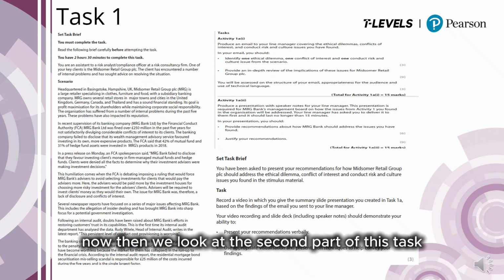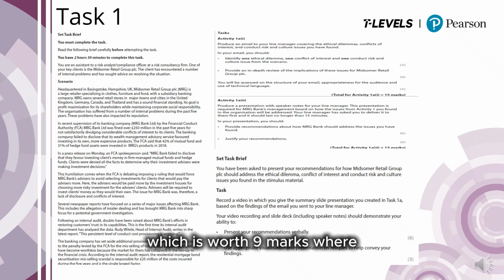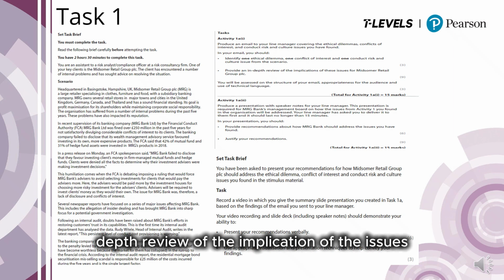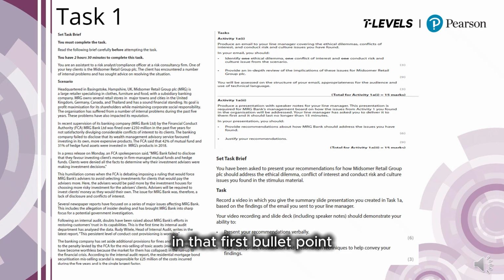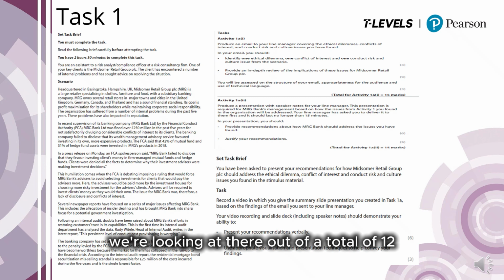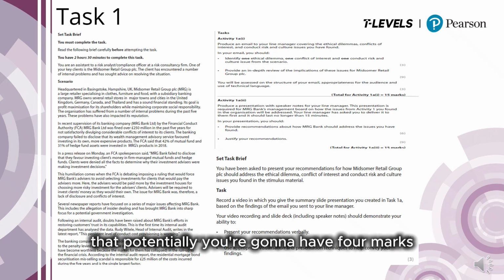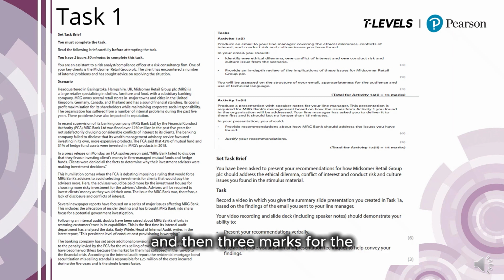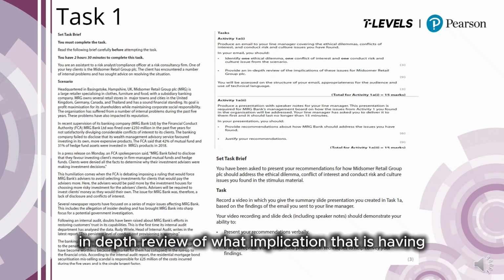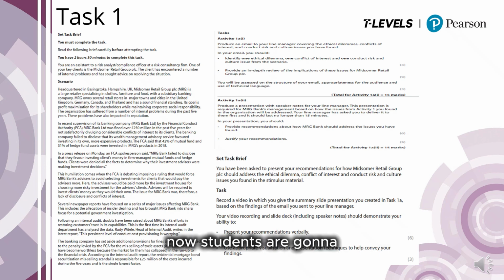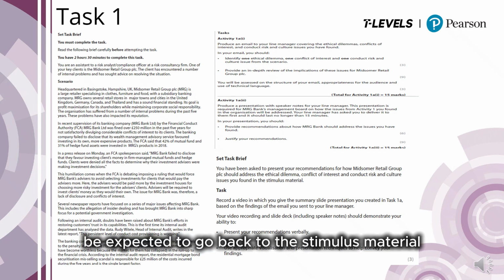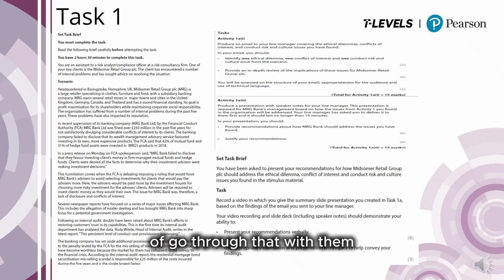Now, then we look at the second part of this task, which is worth 9 marks, where they're being asked to provide an in-depth review of the implication of the issues in that first bullet point. So in effect, out of a total of 12, we're potentially going to have 4 marks per issue. So 1 mark for the identification, and then 3 marks for the in-depth review of what implication that is having. Students are obviously going to be expected to go back to the stimulus material and see what's happened as a result of those. So it's useful that you go through that with them, look at how they can structure it, and then what they need to include to get the mark breakdown.